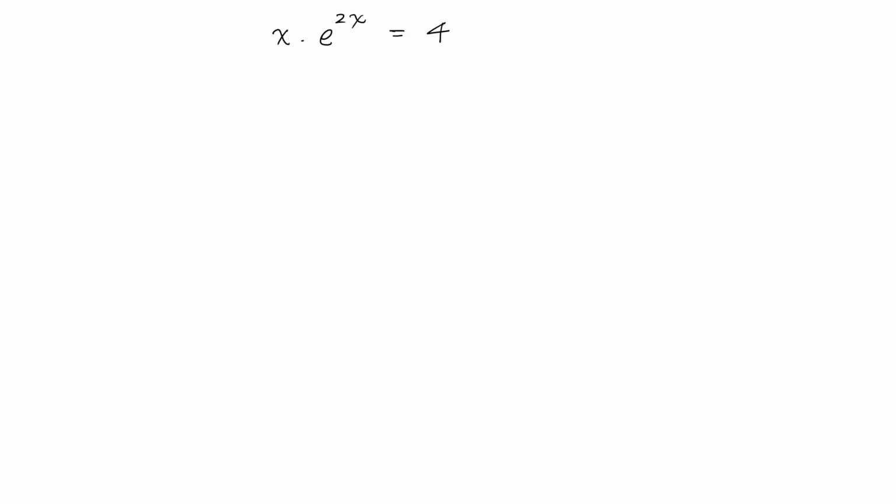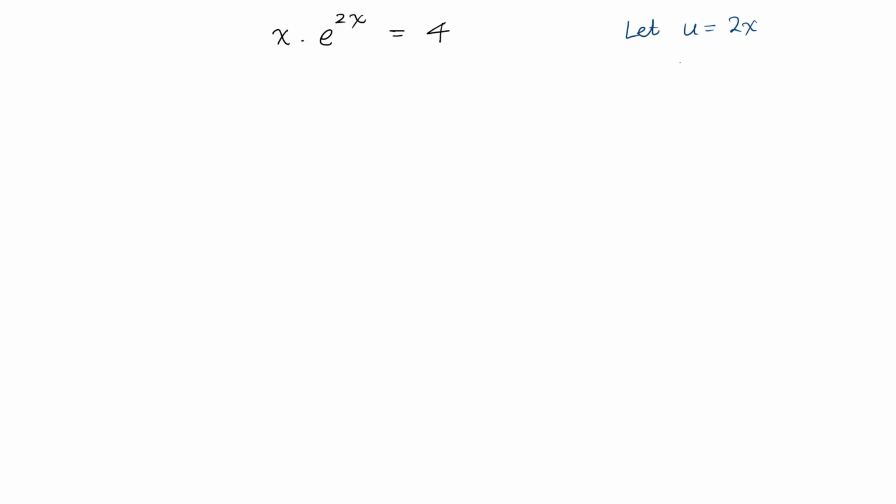I've got more Lambert W function questions that I'd like to go through. Let's take a look at this first one. We have x multiplied by e to the 2x equal 4. The first thing we're going to do here is substitute. So I'll say let u equal 2x.